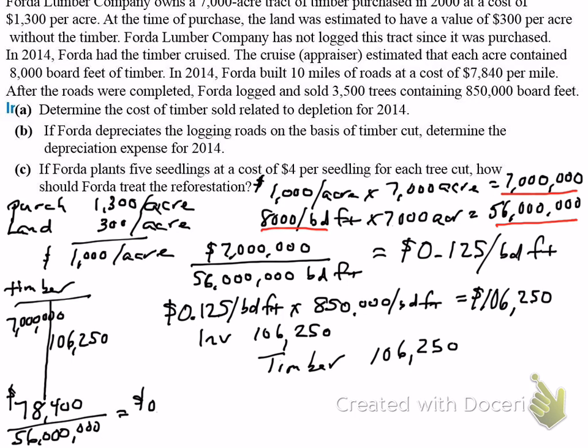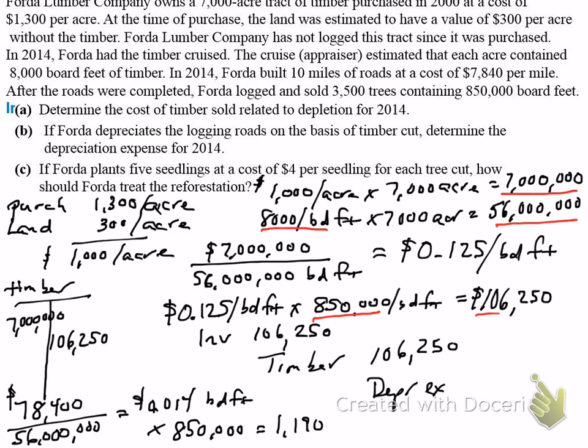So if we multiply that times the number of board feet harvested during the current period, we get a value of $106,250. So our first entry would be inventory 106,250 with timber being decreased by 106,250. And you can see I did a T account over here showing you the 7 million going in, the 106,250 coming out.